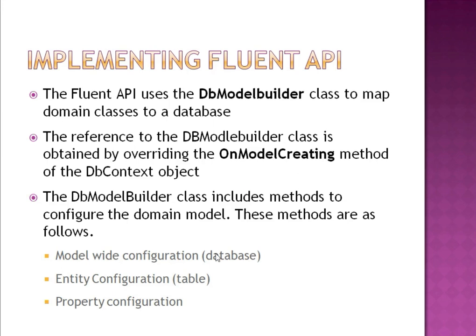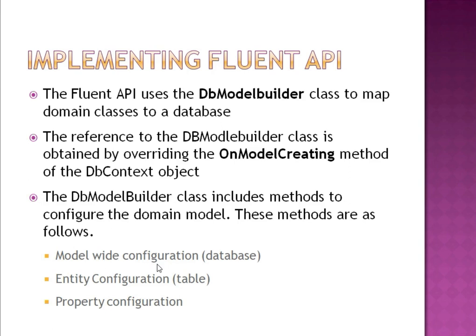Now, this DbModelBuilder class includes the methods to configure your domain model, and these methods are for model wide configuration, for entity configuration, and for property configuration. As I wrote in brackets, model configuration is going to represent the database, entity configuration is going to represent the table, whereas property configuration is going to represent the columns in the table. Again, I'm going to focus on entity configuration and property configuration initially, and later on, at last, we are going to study model wide configuration.